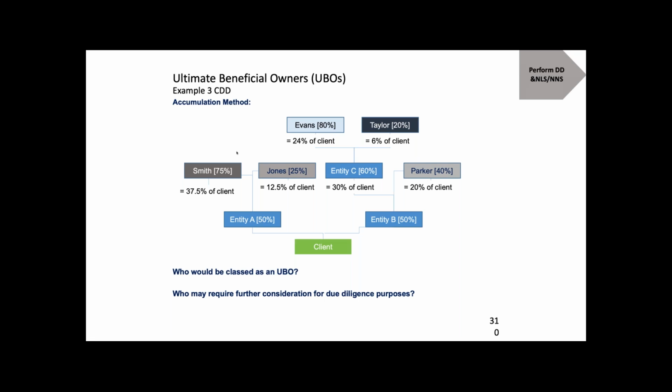Okay. Now, the breakdown here means, who is the UBO? Just Smith. Absolutely. Why? Because he's the only one that has met the threshold. So we're answering the question. Question number 1 is who will be classed as a UBO? Smith. And who may require further consideration for due diligence, which means who is very close to the threshold? That's Evans.